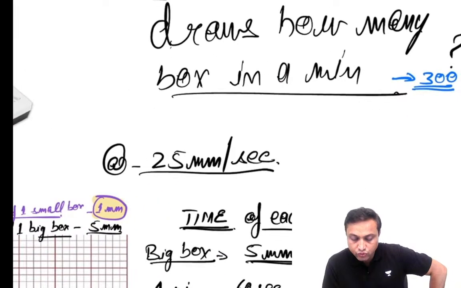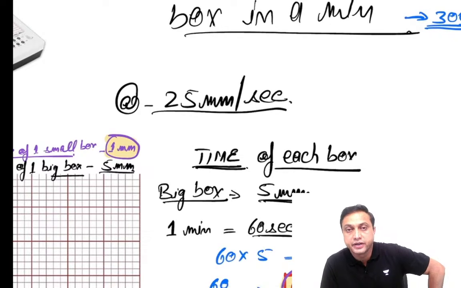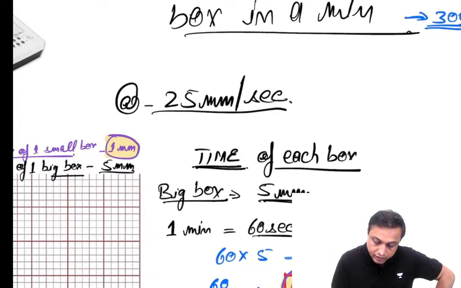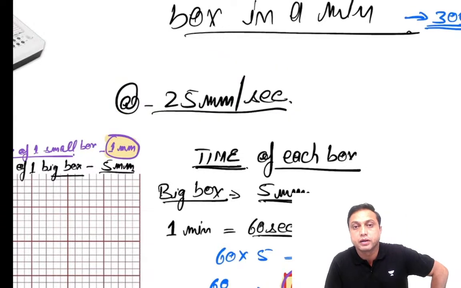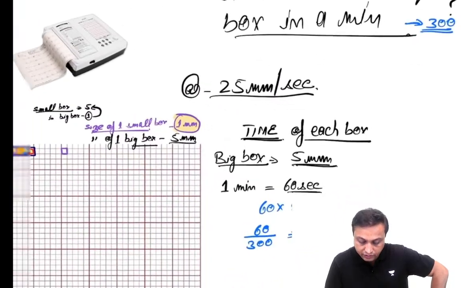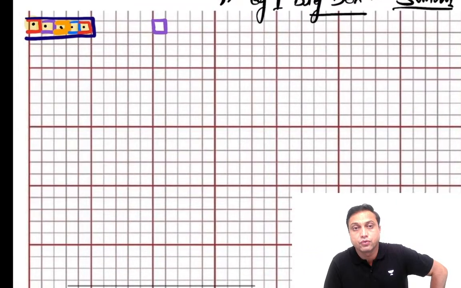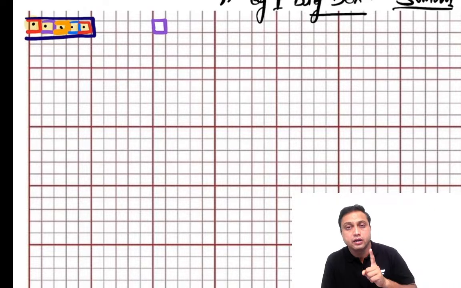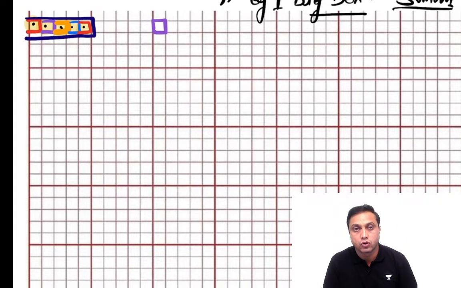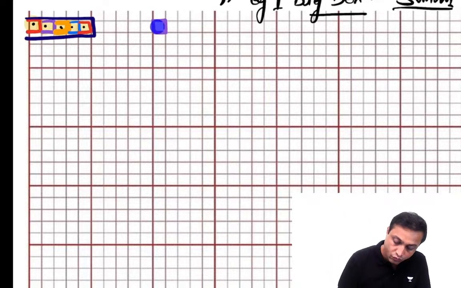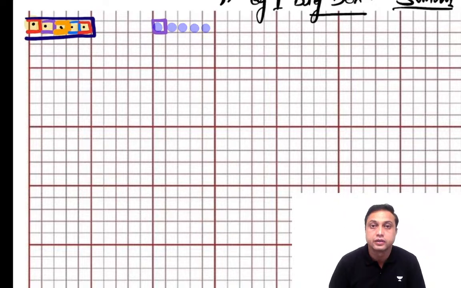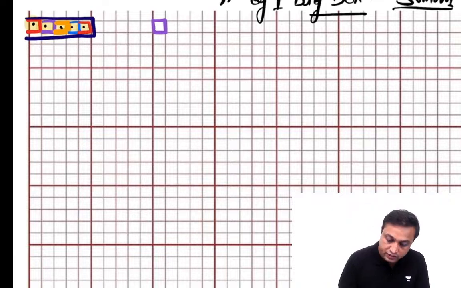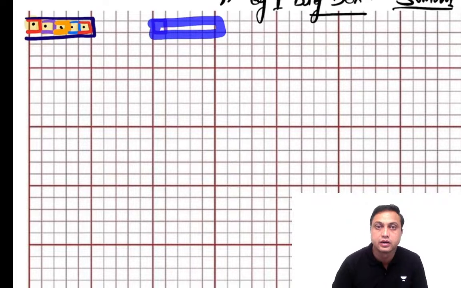First of all, we know the normal speed of the ECG machine. It runs at a standard speed of 25 millimeter per second. Kitna beta? 25 millimeter per second ki speed se chalti hai. From this basic ECG, we have learned that there are two types of boxes. We have small boxes, and all these small boxes make one big box. Right? Like 1, 2, 3, 4, 5. These are the 5 small boxes, and these 5 small boxes make one big box.